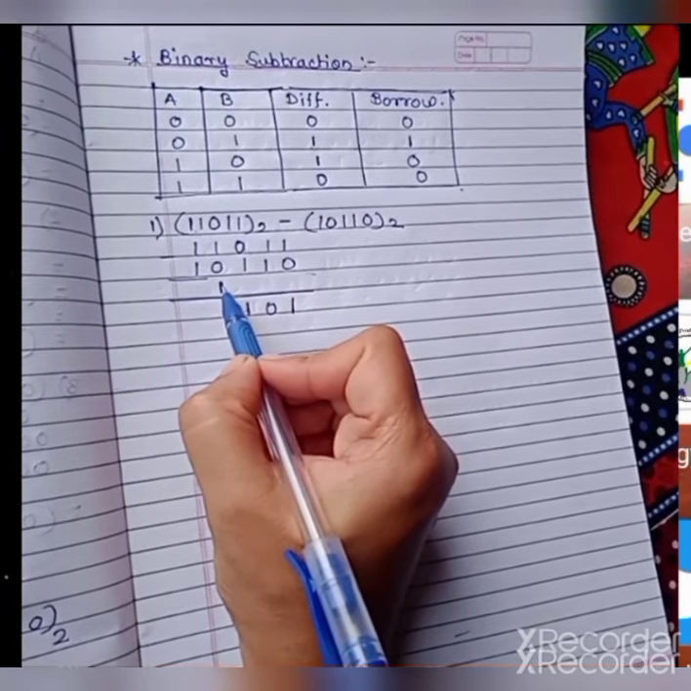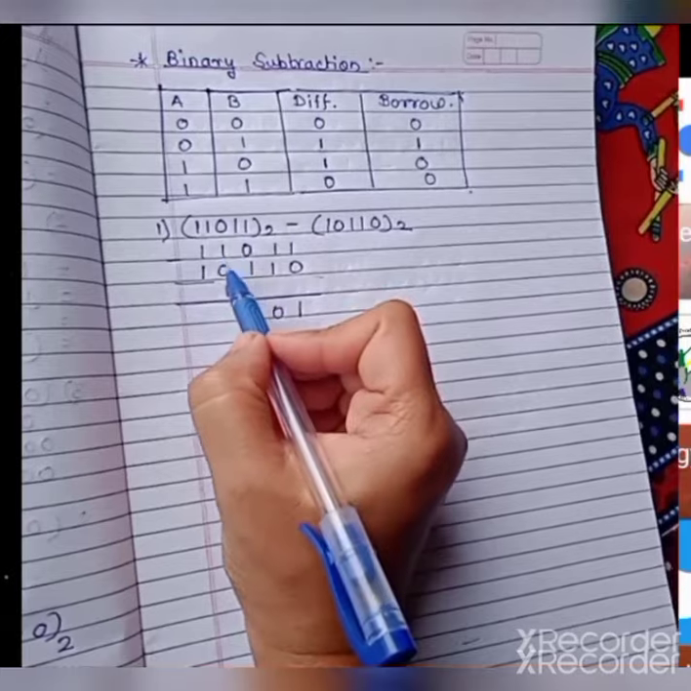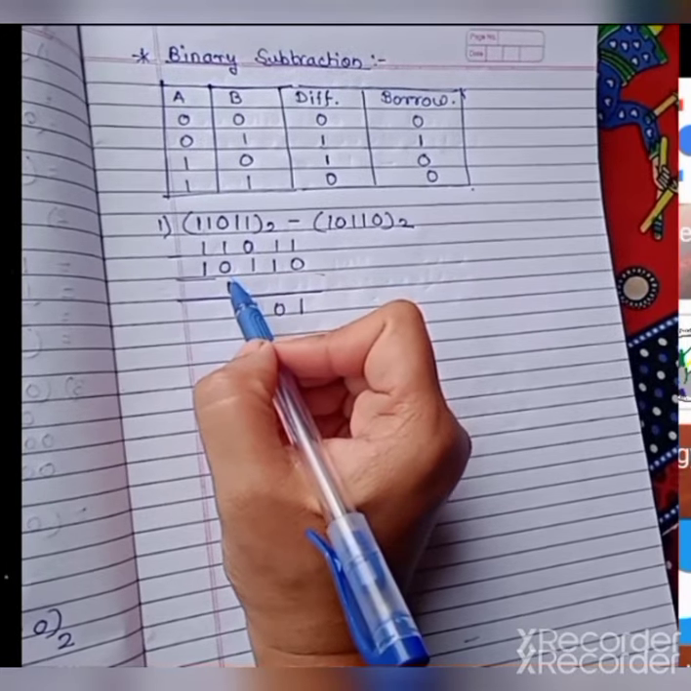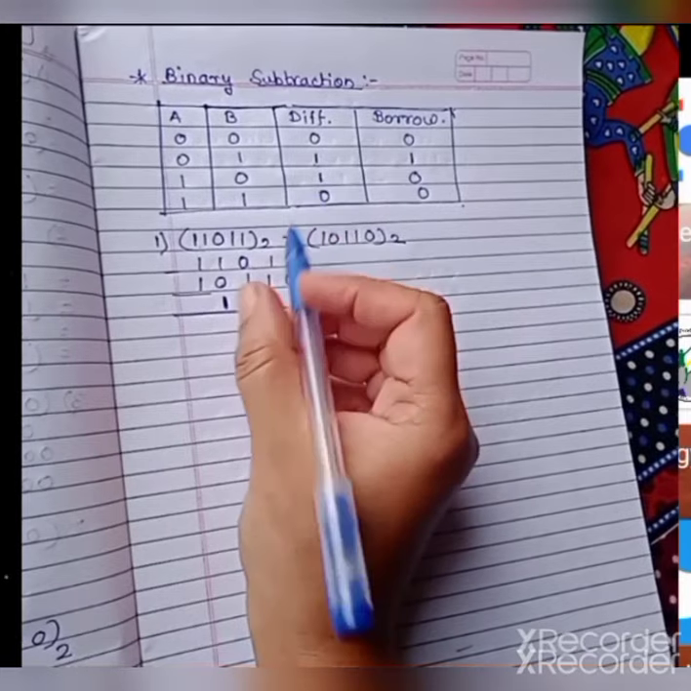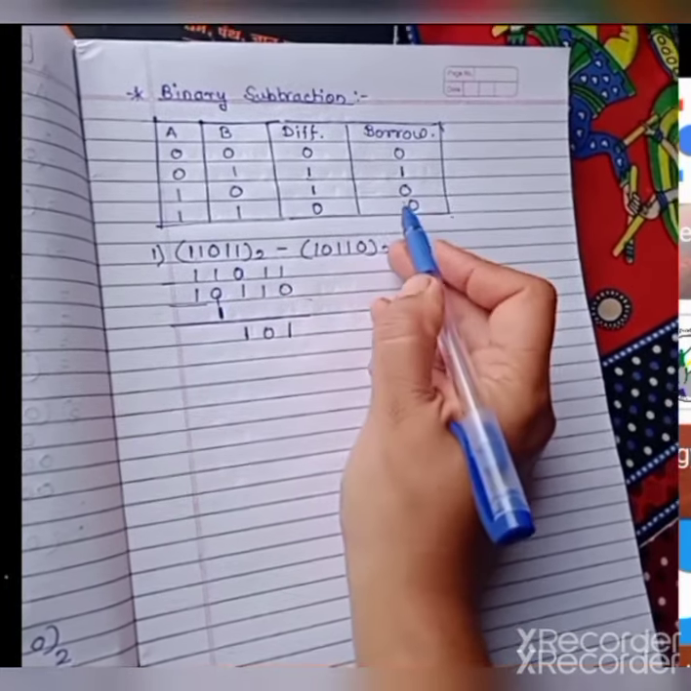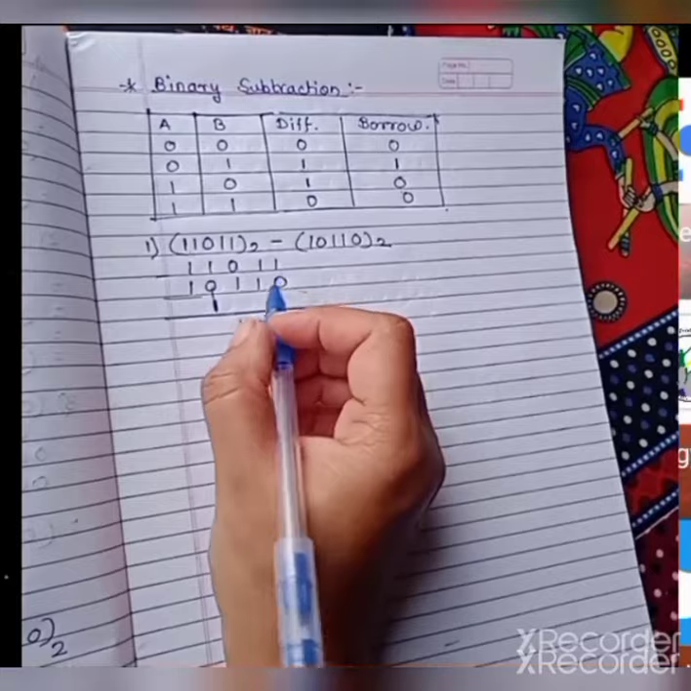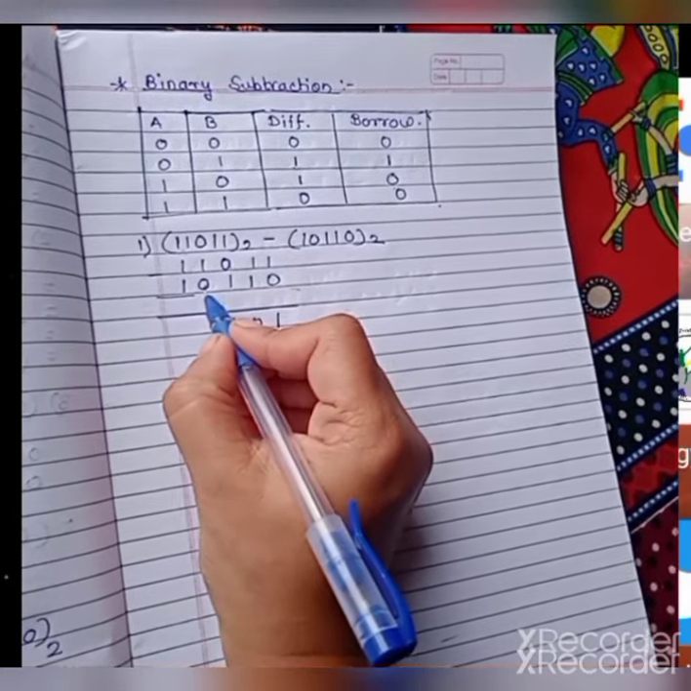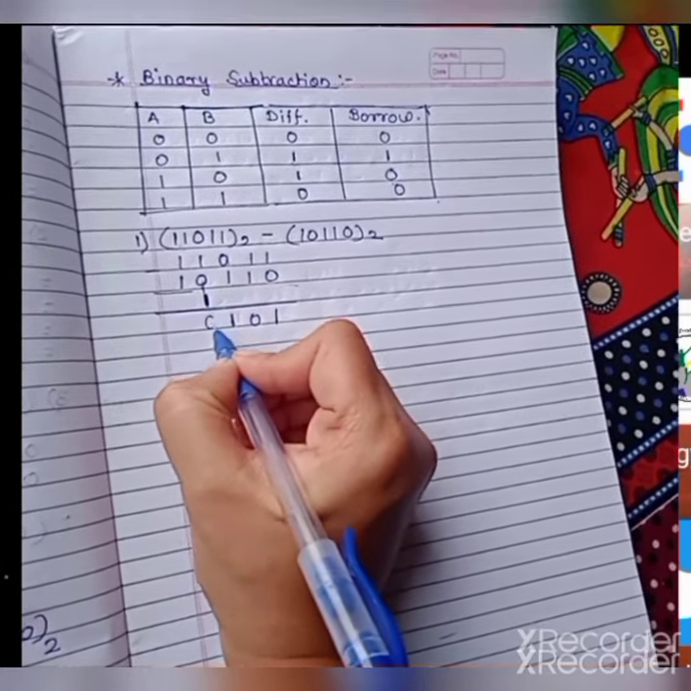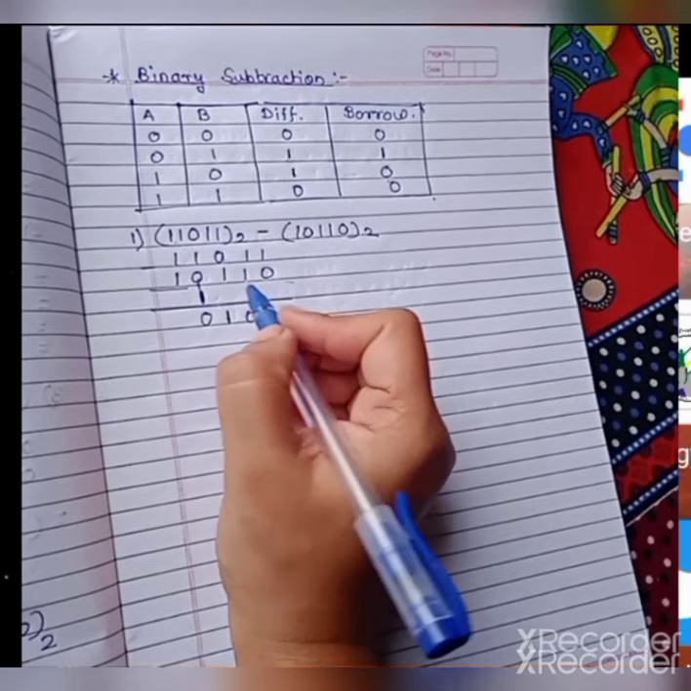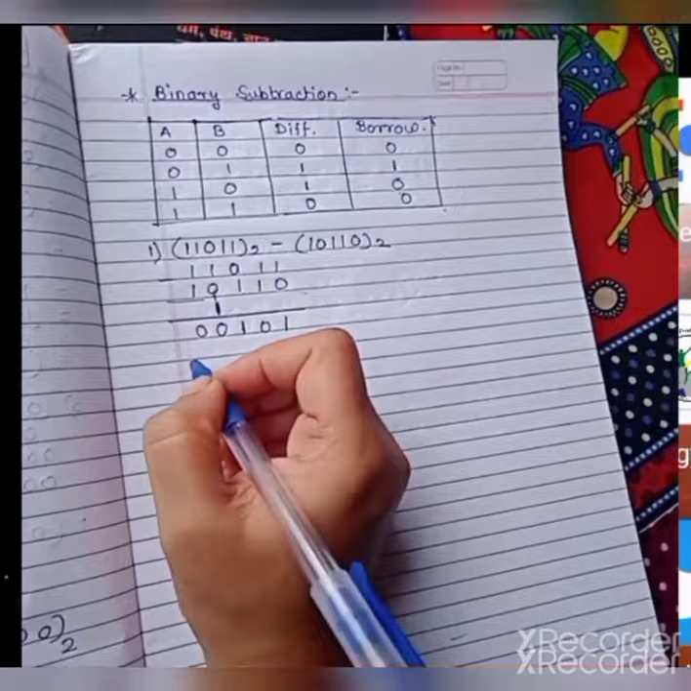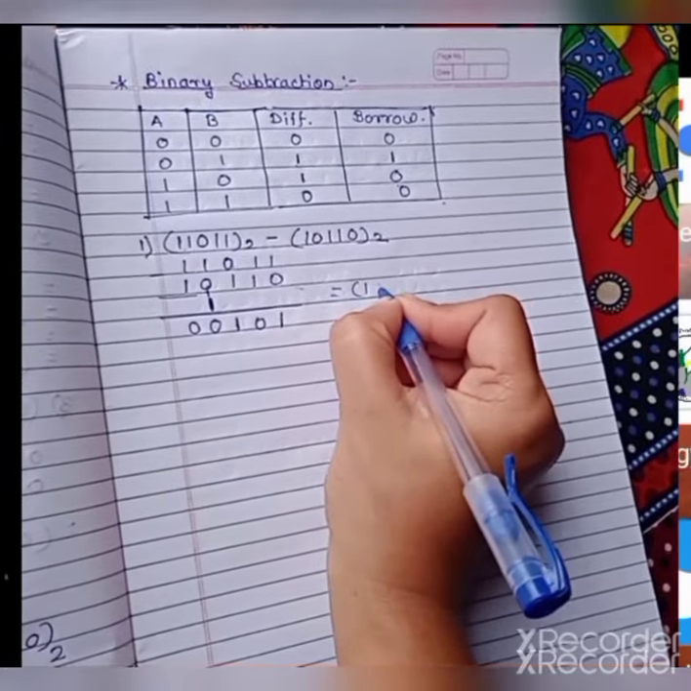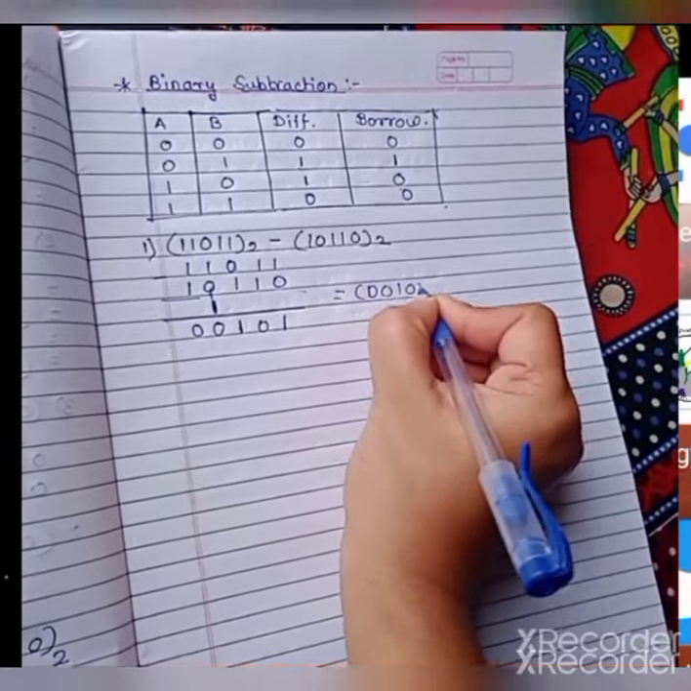So you have to write borrow here and first perform the difference of this 2 bit and then perform this 2 bit, right? So 1 - 0, difference is 1. Borrow is 0, so no need to write a 0. Now 1 - 1, difference is 0. Borrow is also 0. 1 - 1, difference is 0. Borrow is 0. So this is your final answer, 0 0 1 0 1.